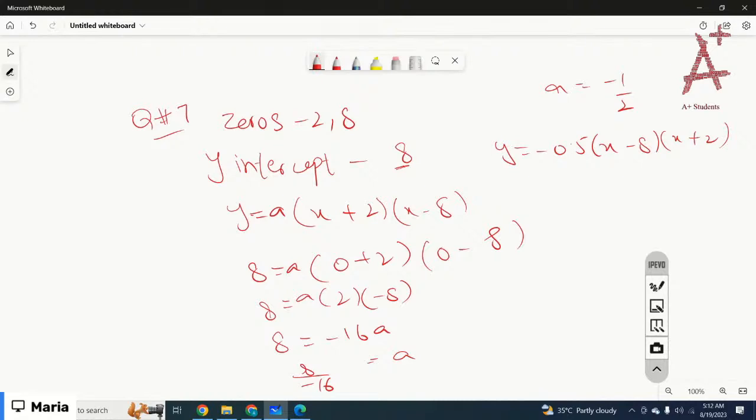So you can write the equation in the vertex form. You can see the zeros 8 and negative 2, right? The midpoint is 8 minus negative 2 is 6, 6 over 2 is 3. That means you have to calculate the vertex. We have the axis of symmetry x equals 3, right? Just put x equals 3 in the equation. Y equals negative 0.5, 3 minus 8 and 3 plus 2.